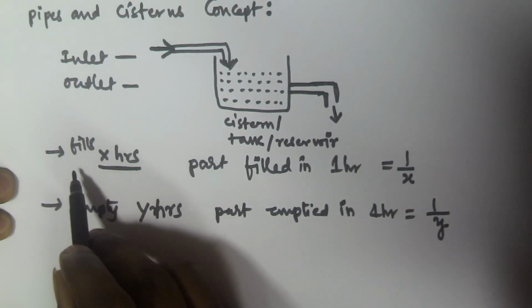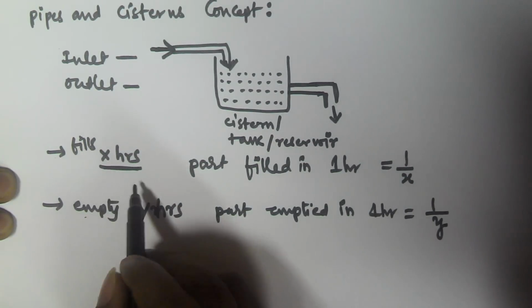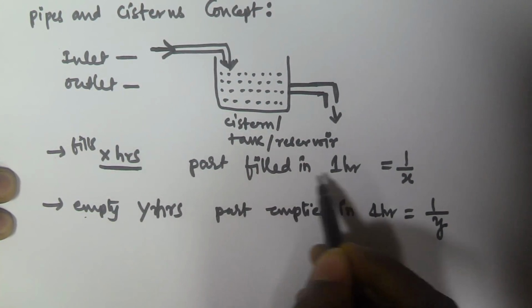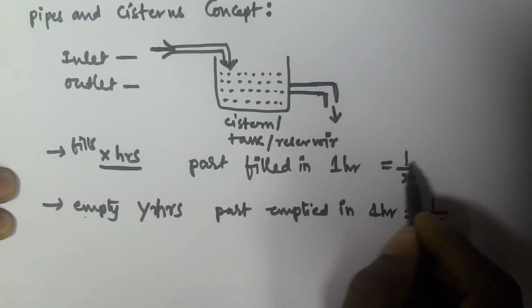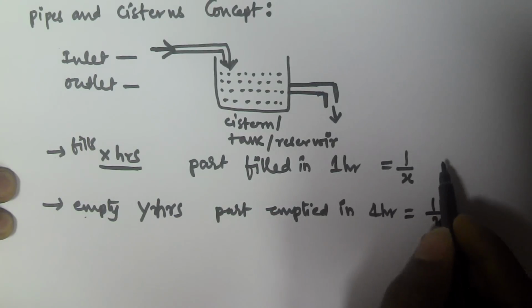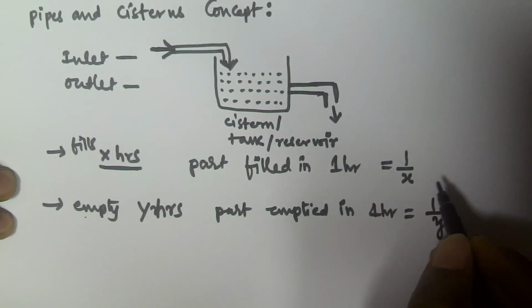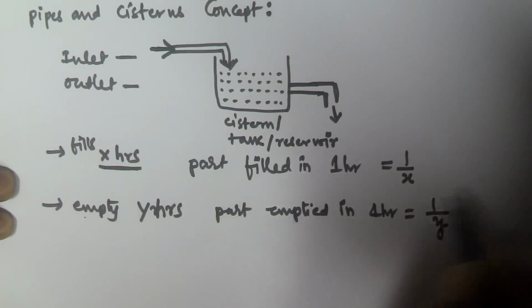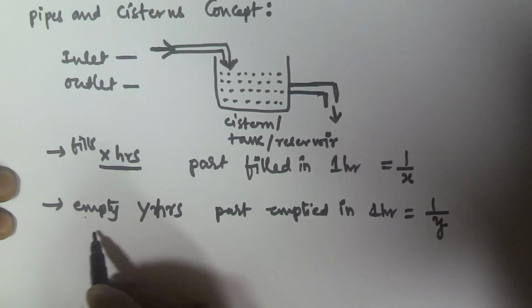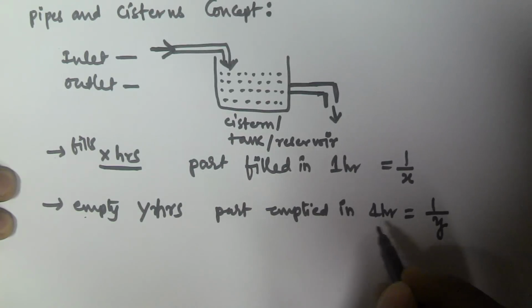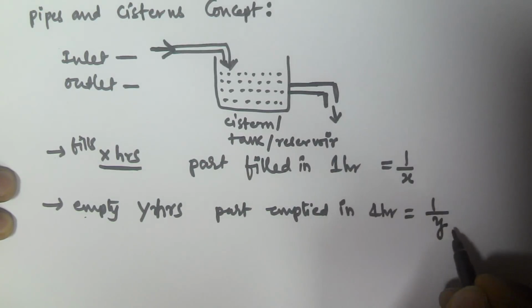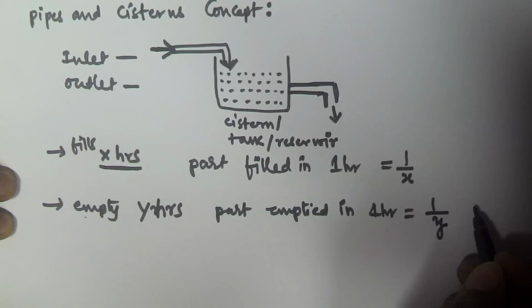So if a pipe fills a tank in X hours, then the part filled in 1 hour is 1 by X. If you multiply this by X, after X hours you will get 1, and the 1 represents the complete fill of the tank. If a pipe empties a tank in Y hours, then the part emptied in 1 hour is equal to 1 by Y. If you multiply this by Y, you will get 1, which means after Y hours, 100% of the tank is empty.